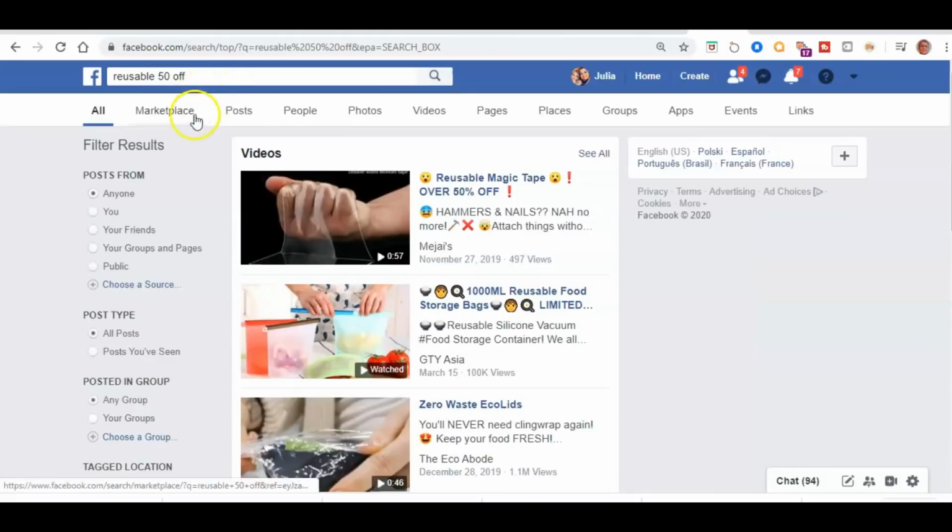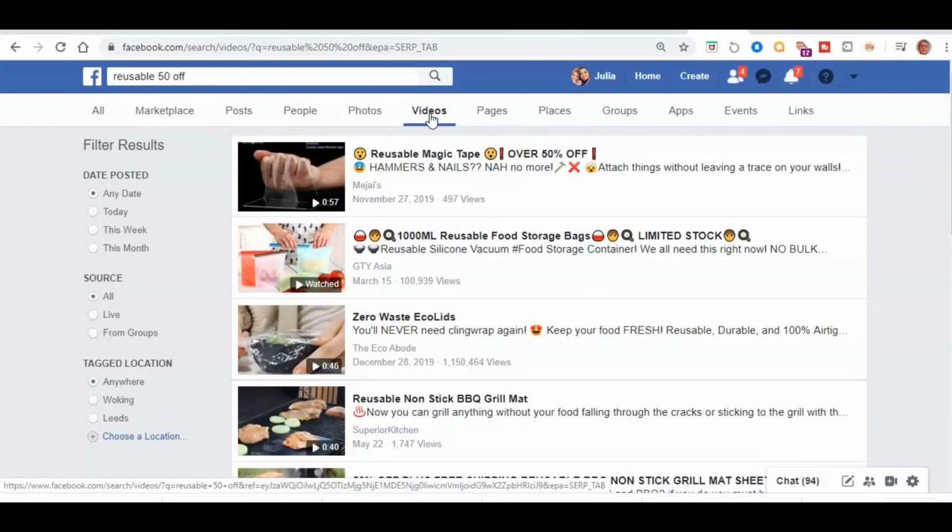So 50 off. Now we want to look at videos, because videos always perform much better on Facebook, and we may well be able to source products from AliExpress that also have a video, especially if it's in a gadget niche or home garden niche, kitchen niche, pet products. They often have videos showing how to use a particular product. So let's go to videos, because that's where we're going to find the information that we want.